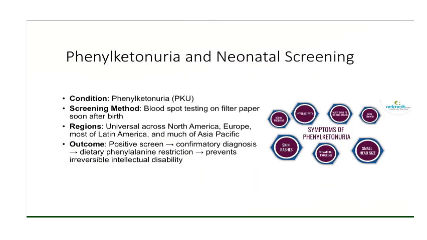Phenylketonuria, or PKU, serves as the prototype condition for neonatal screening programs worldwide. The mainstay of screening involves analyzing a spot of blood on filter paper for elevated phenylalanine levels shortly after birth. This method is widely implemented across North America, Europe, Latin America, and much of Asia Pacific. When a positive result is confirmed, dietary phenylalanine restriction is introduced early in infancy, effectively preventing irreversible intellectual disability.